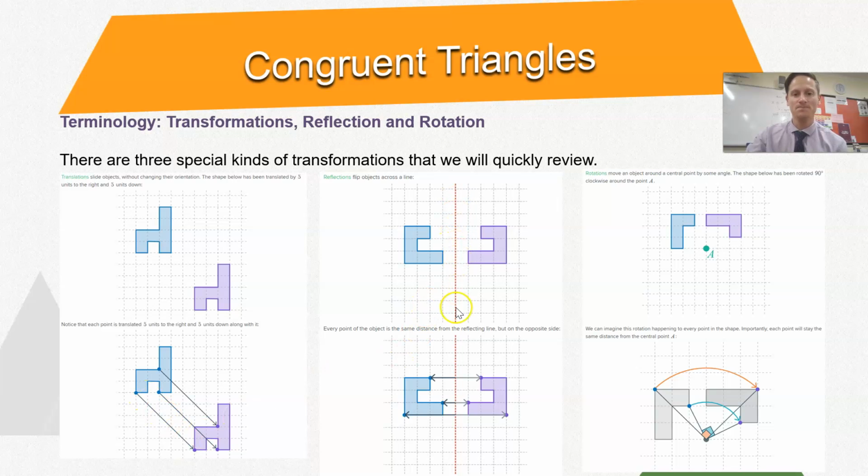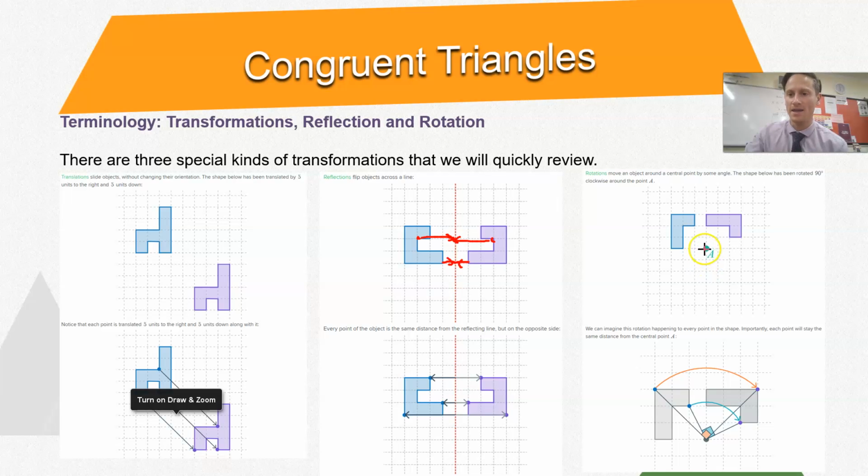The next one is a reflection, and they flip across a line. So this line here is called our line of symmetry, and we can see that across that line of symmetry this point is 1 unit away from the line of symmetry, and this corresponding point is the same away from that line of symmetry. And we can take any points from that object, say this one and this one for example, and you've got 1, 2, 3 across, 1, 2, 3 across, and if they all correspond as we've seen down here, then that is called a reflection. A rotation moves around a central point by some angle.